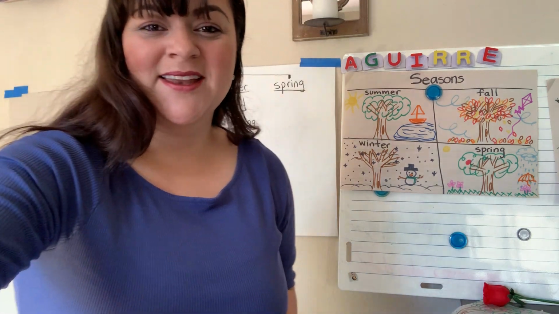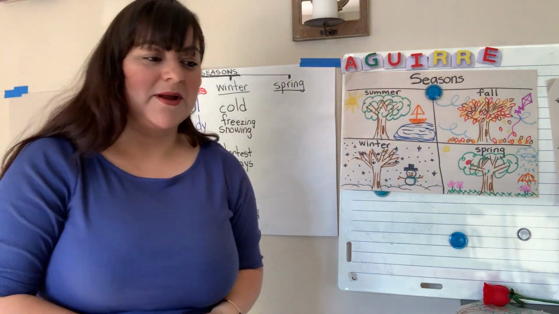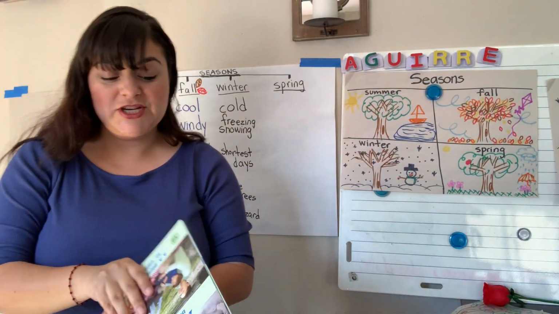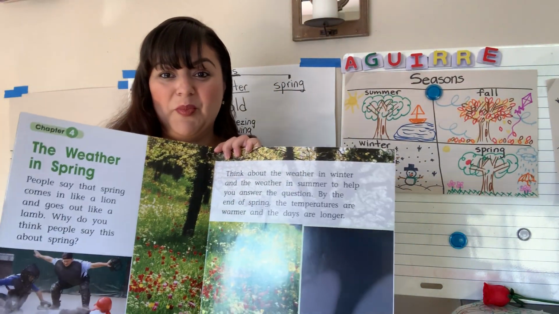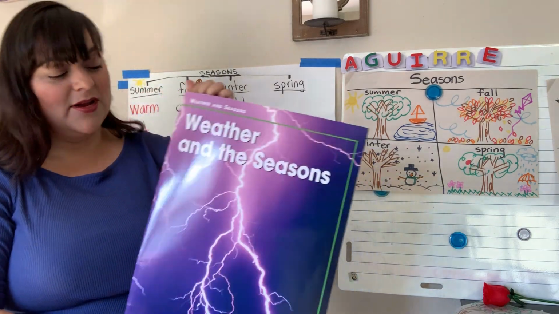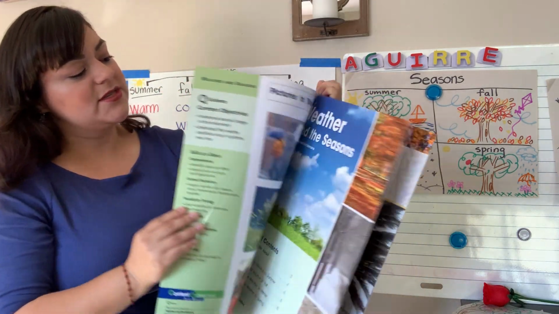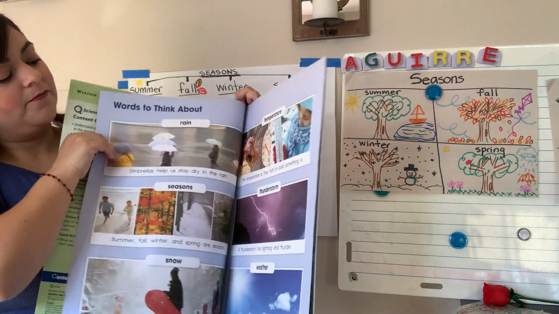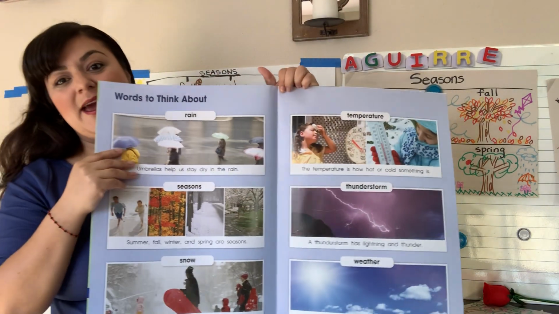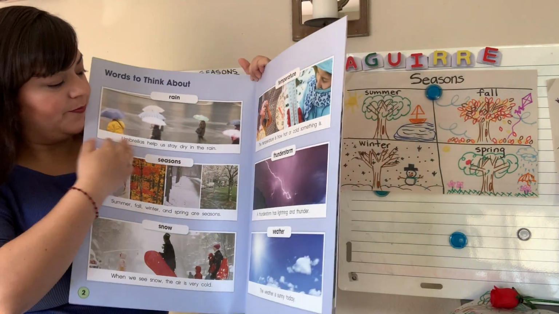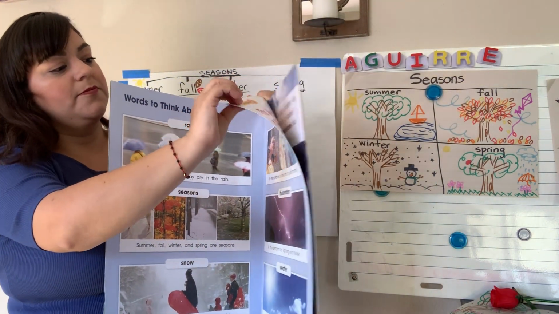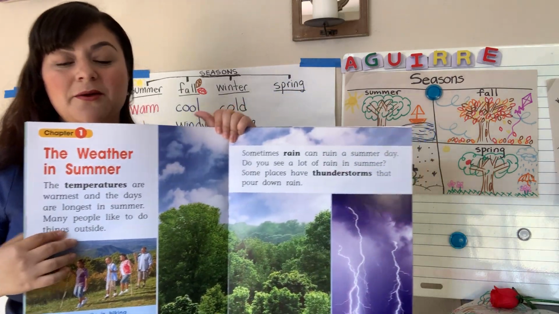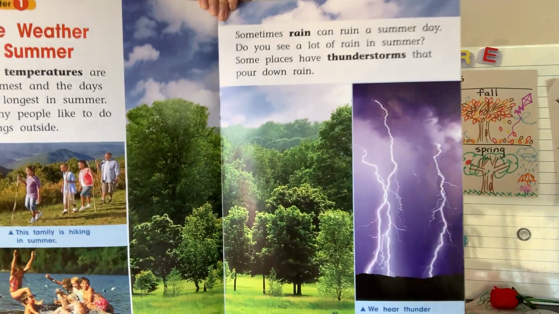Okay, great. So let's start by listening to the last chapter in our book. So if you remember, we read about, here's some vocabulary words that we went over. Now in chapter 1, we read about the summer.